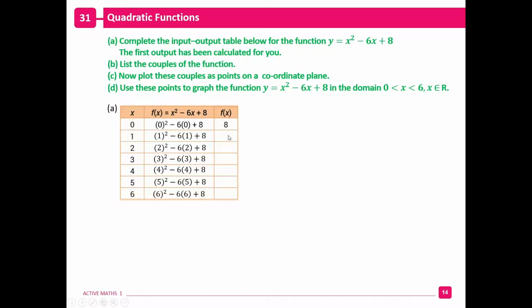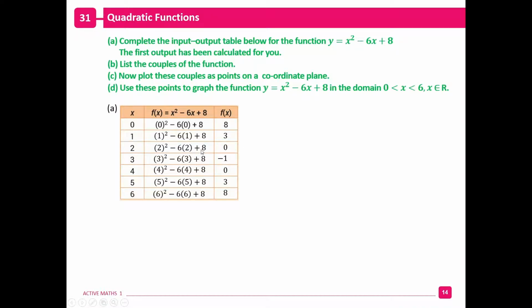So let's find out the outputs for each of these inputs. Let's work out the output for 1. When the input is 1, 1 times itself, 1 squared, becomes 1. Then we have to take away from that 6 times 1. 6 times 1 is 6. So 1 take away 6 is minus 5. And then we add 8 and we get the answer 3.